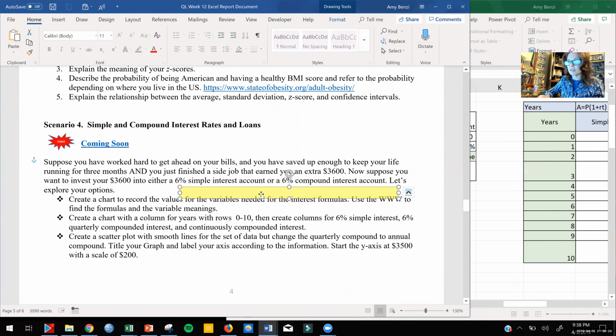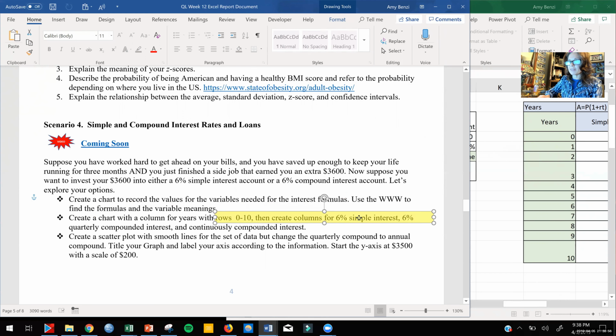Well, if you look here, it says that we are going to make these charts, create a chart to record the values for the variables. And we're going to use the World Wide Web to find out what those variables mean. I've already got them listed, so I'm sure you guys can just look at mine. But it is good to search the web for those things. We're going to create a chart with a column for the years, rows 0 to 10. You can see that I have that over here on the right in green, if you can see colors.